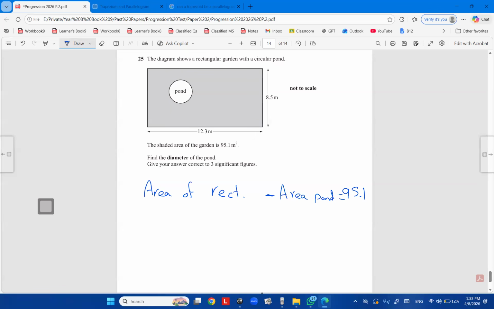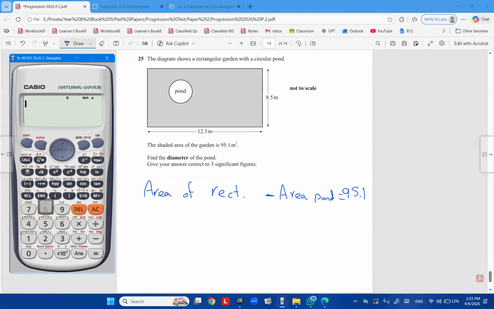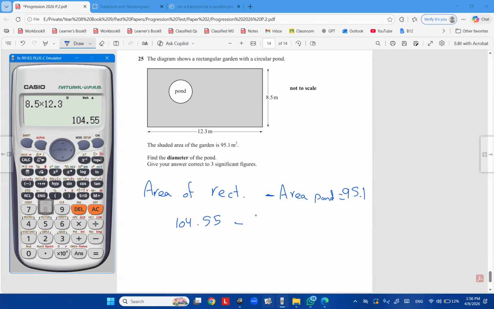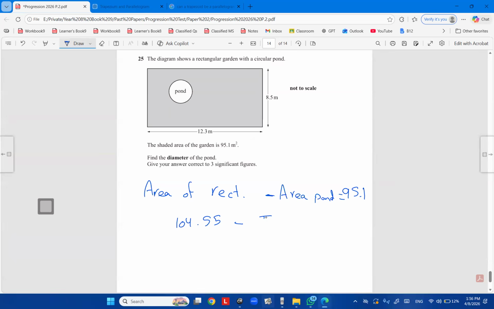I need to do 8.5 times 12.3, which is equal to what? 104.55, minus the area of the pond, which is what? I don't know it. I know that the area of the pond is pi r squared.